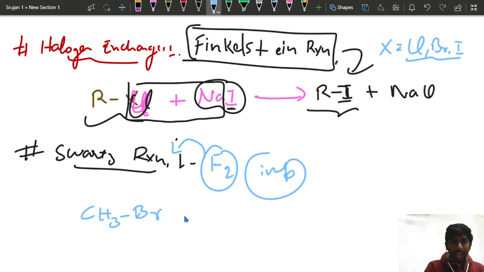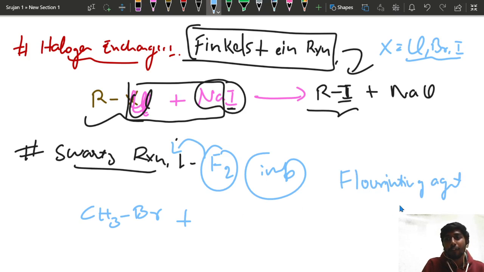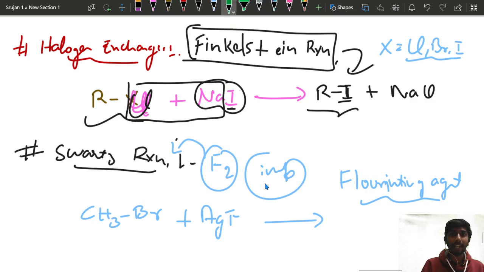Alkyl bromide with the fluorinating agents. We are using the fluorinating agents to prepare the alkyl fluorides. I am using AgF as a fluorinating agent and I am getting the product CH3F and silver bromide. Silver bromide.